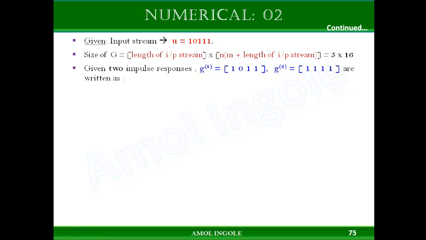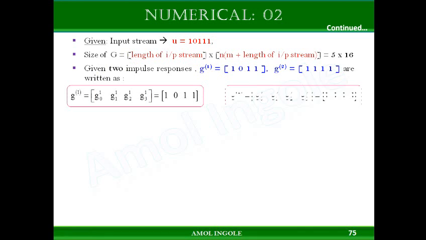Let us see how we can construct the generator matrix. There are two impulse responses given, and those are G1 and G2. You can actually write them like this: g1,0, g1,1, g1,2, g1,3, and the G2 generator sequence can be written as g2,0, g2,1, g2,2, and g2,3.